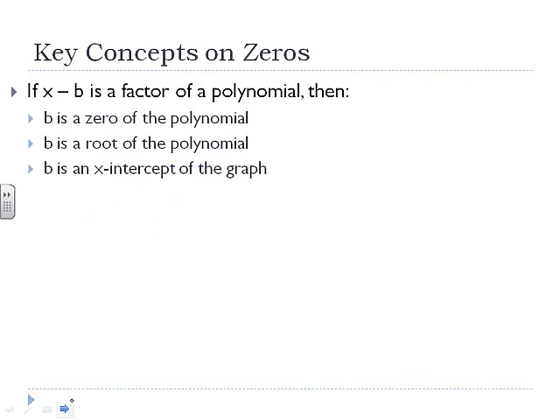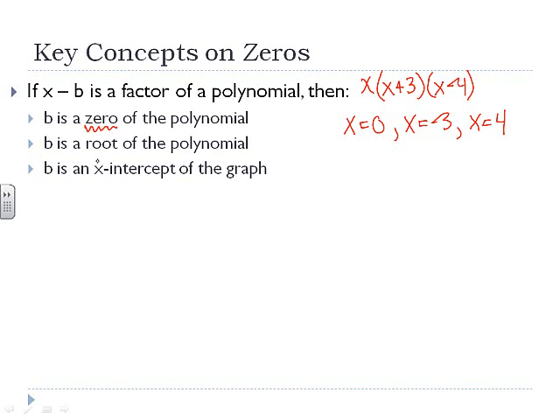Alright, key concepts on zeros. If x minus b is a factor of a polynomial, then b is a zero of that polynomial. B is also called a root of that polynomial, and when looking at the graph, b is also the x-intercept of the graph. So if we look at the previous example when we had the factors x, x plus 3, and x minus 4, then x equals 0 is a 0, x equals negative 3 is a 0, and x equals 4 is a 0.